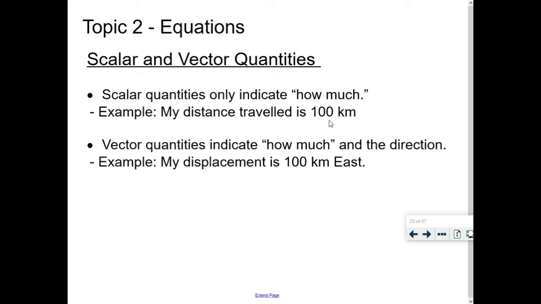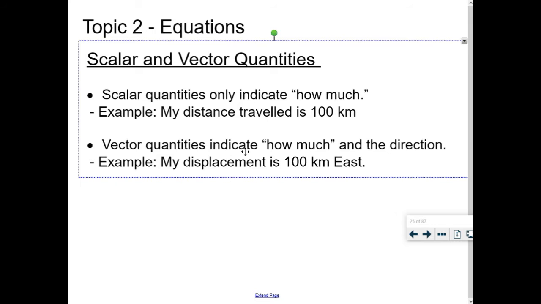But there are some things in which directionality makes a difference. So we have a way of notating that. We call them scalar and vector. Scalar, all you care about is the magnitude. In vectors, you care about how much it is, but you throw a direction on it.